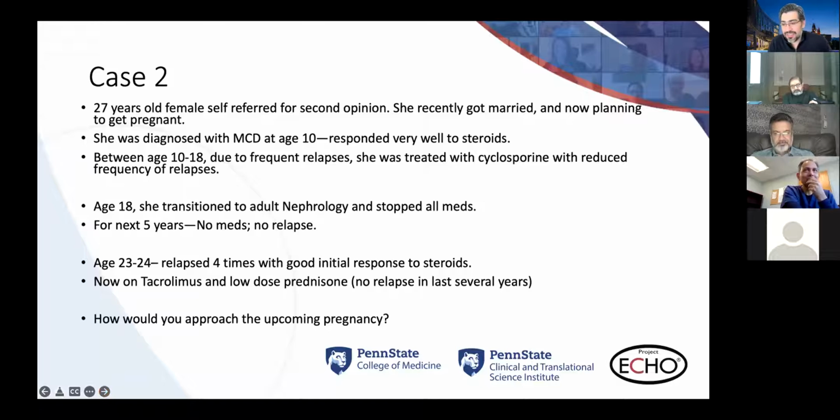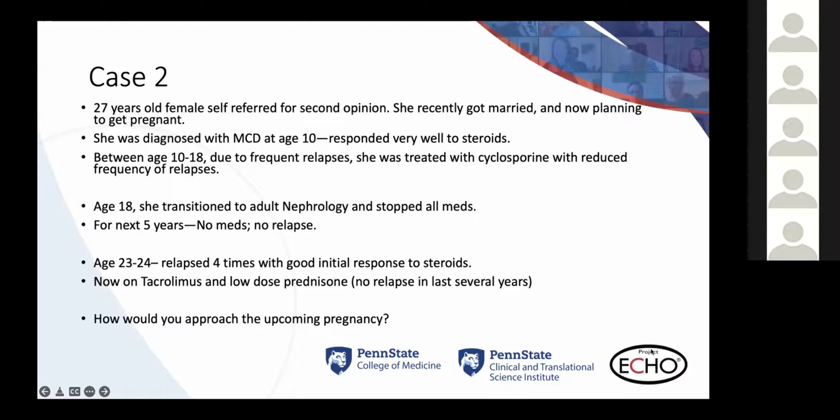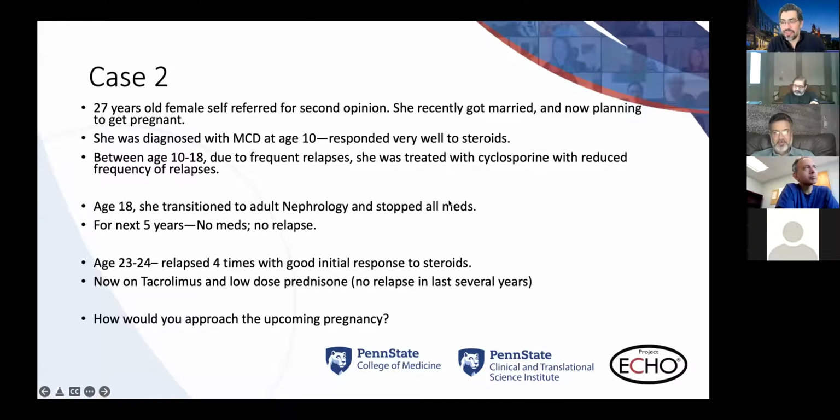I think anybody can share their approach, in addition to my colleagues on the panel. Because one nephrologist told her clearly that tacrolimus and steroids are not good for the baby. I mean, okay, just let me start the discussion.